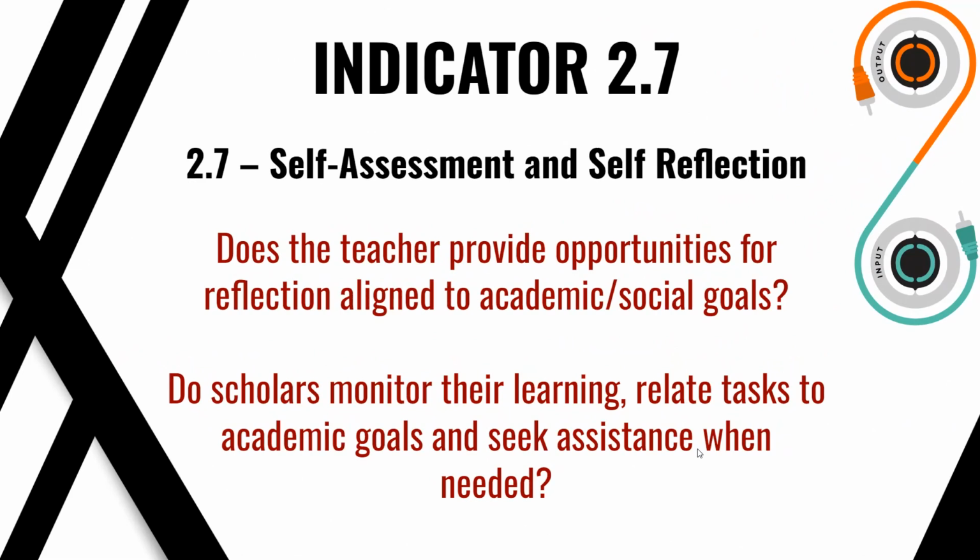So that self-assessment piece could be through self-reflection, or it could be the assessment piece. There are multiple ways to assess, multiple ways to facilitate self-reflection. And so these are some guiding questions. Does the teacher provide opportunities for reflection aligned to the academic goals and the social goals? Do scholars monitor their learning, relate tasks to academic goals, and seek assistance when needed? Are scholars encouraged to seek assistance when they need to?